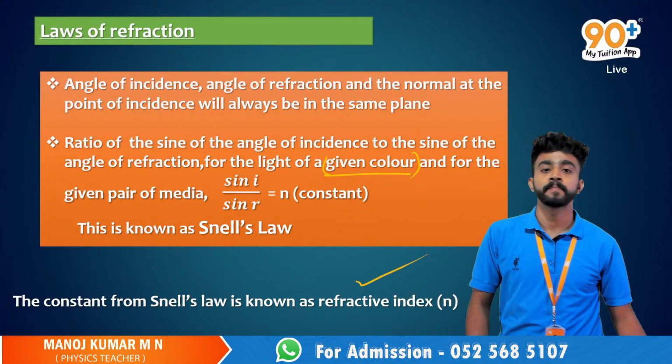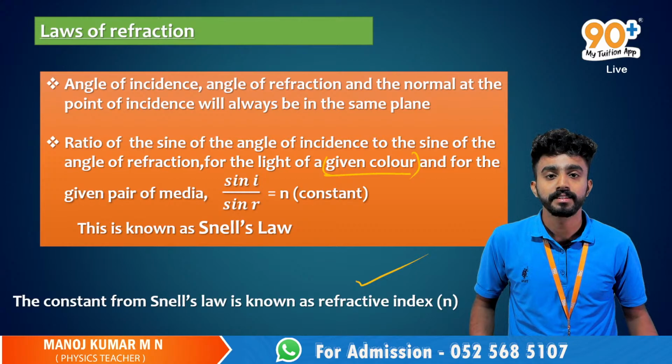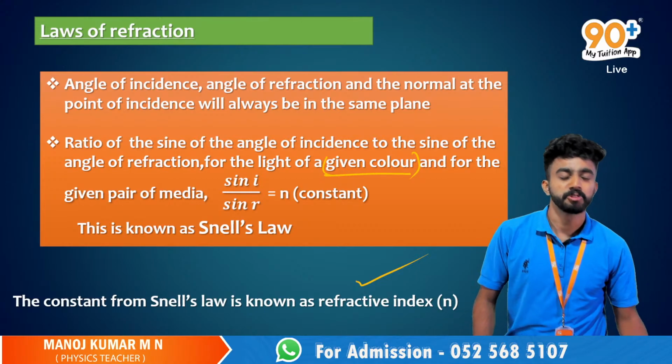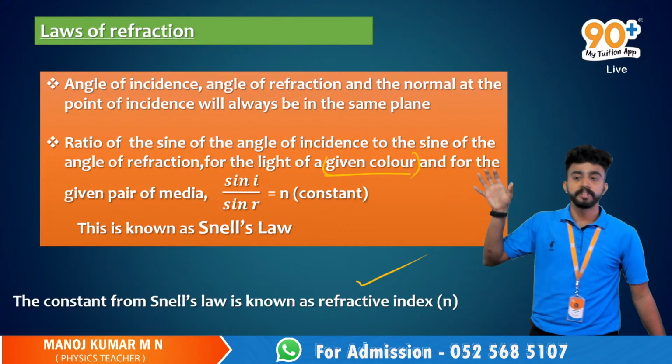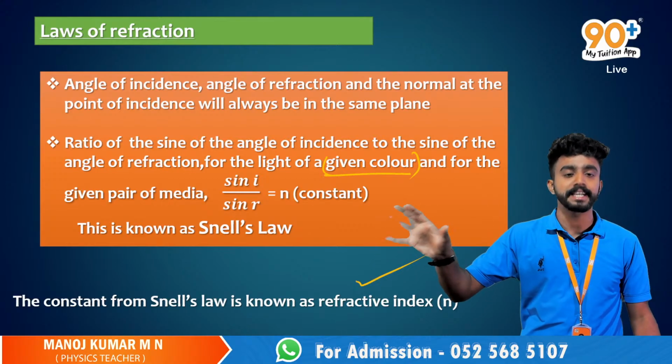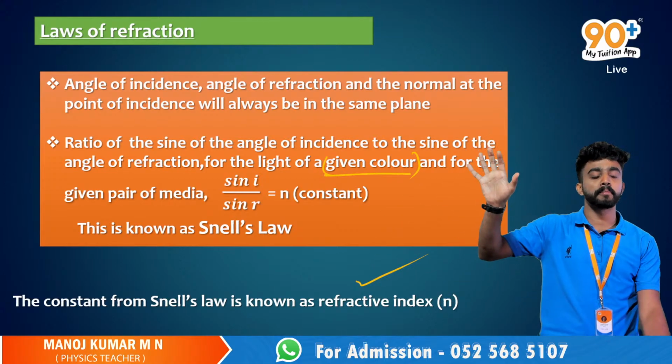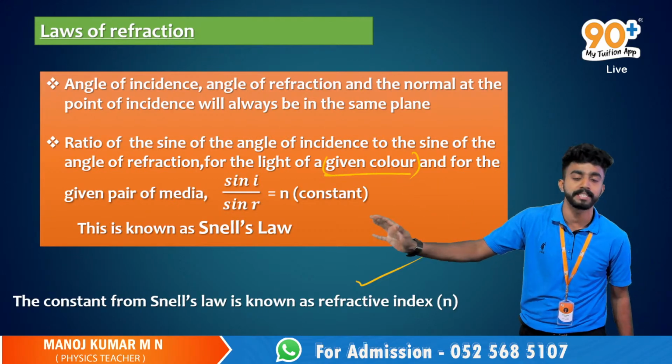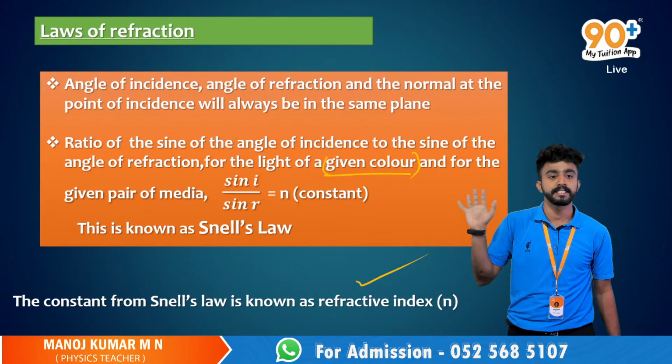Understood, Sridhya? Give me a thumbs up. So this is just the basic idea of it. When you learn in detail about Snell's law, you will understand. As of now, the only thing you have to remember is that, based on Snell's law, we took sin i by sin r. It will give us a constant, that is the refractive index.